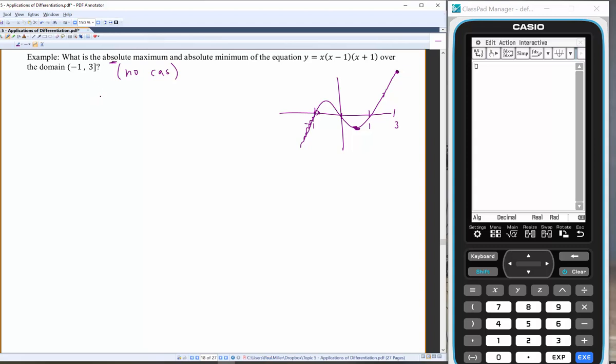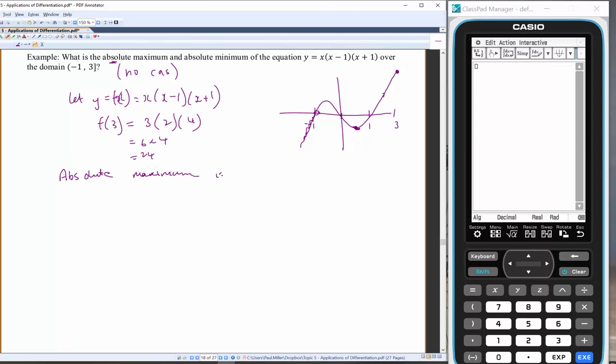So let's get started and do f of 3 for a start. So let f(x) equal x take 1. Whoa, what am I doing? x take 1, x plus 1. And then we're going to do f of 3 equals 3, 2, 4, 6 times 4, 24. So the absolute maximum is 24. Okay, so that's the easy part.